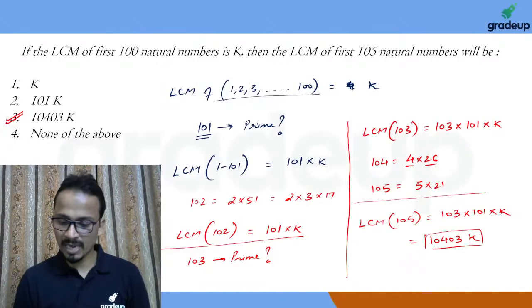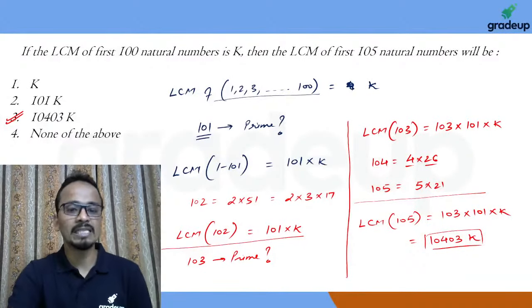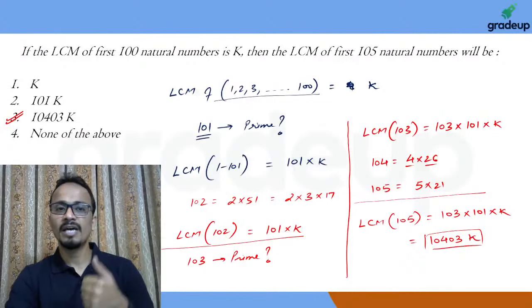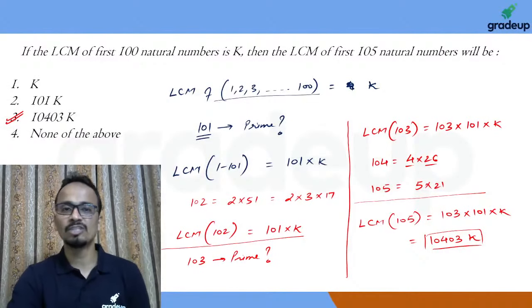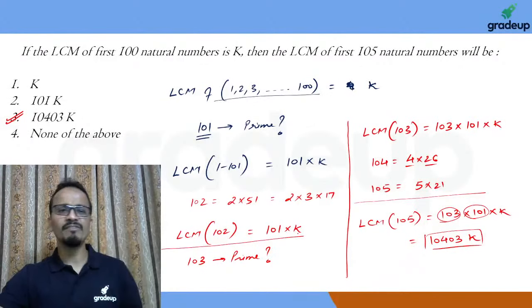So Satyam and Nikunj, both of you have given the correct answer for this one. So yes, our answer will be option number 3. That is 10403 multiplied by the LCM of the first 100 natural numbers. Now why 10403? Because 103 and 101 both were prime numbers, and they will be included to calculate the LCM of the next 5 numbers.